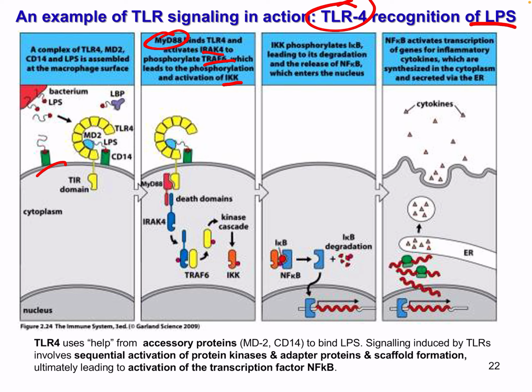IKK phosphorylates I-kappa B, leading to its degradation and the release of NF-kappa B, as we mentioned earlier, which enters the nucleus. NF-kappa B activates transcription of genes for inflammatory cytokines, which are synthesized in the cytoplasm and secreted via the endoplasmic reticulum. TLR4 uses help from accessory proteins, including MD2 and CD14, to bind to LPS. This signaling induced by TLRs involves sequential activation of protein kinases and adapter proteins. It also involves scaffold formation, ultimately leading to the activation of the transcription factor NF-kappa B.